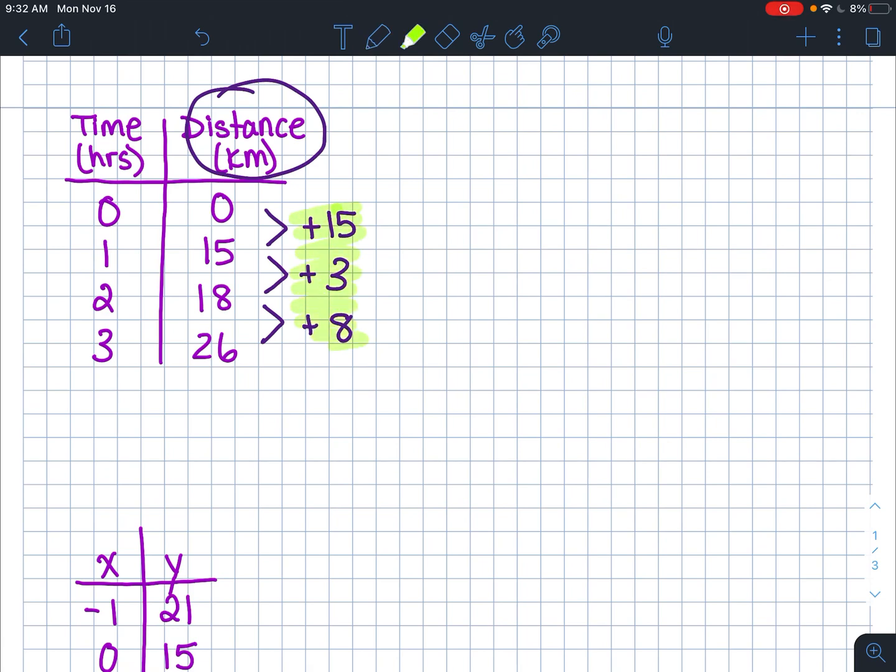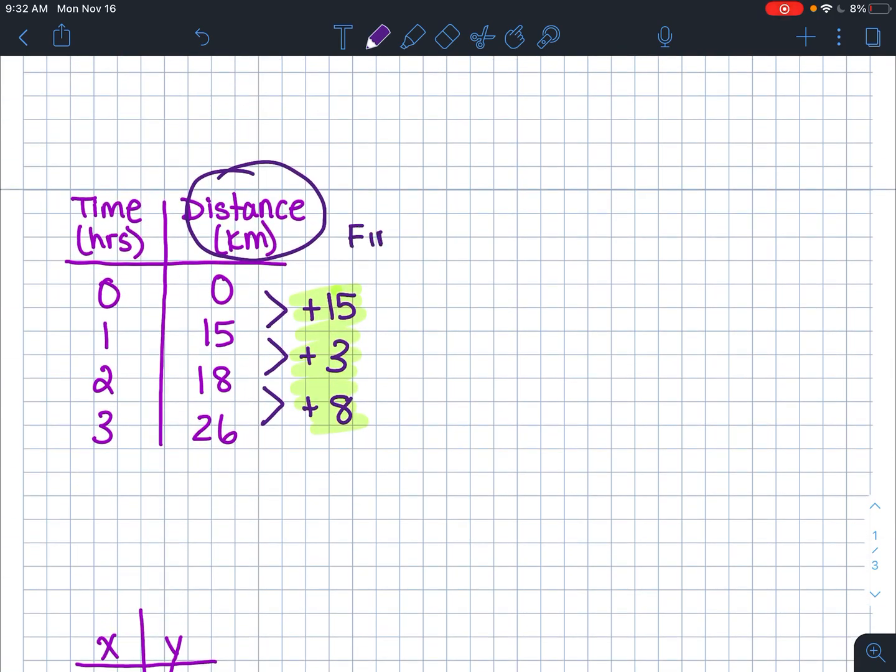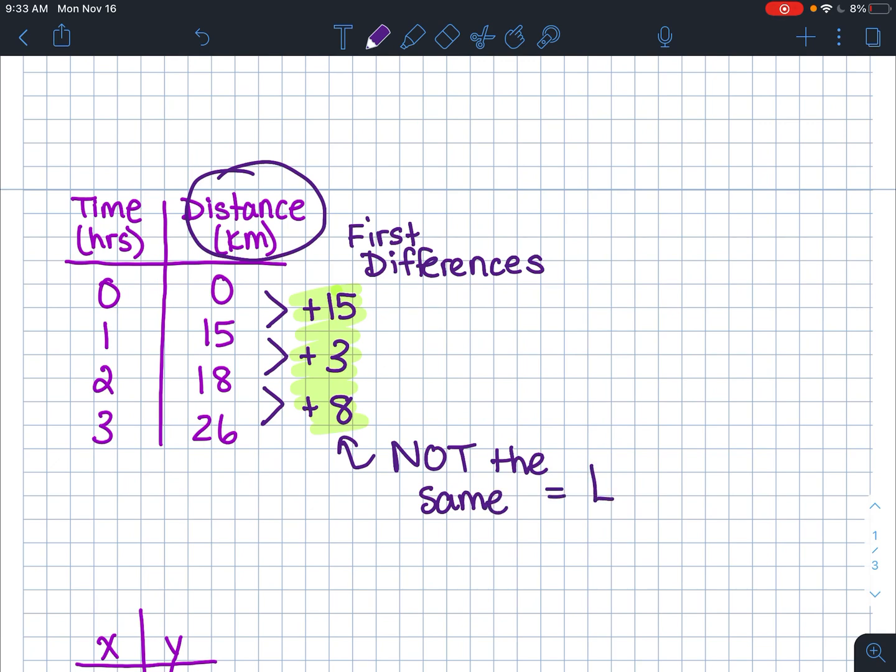So these values, what are they called? First differences. They are not the same. So that equals a nonlinear relation. It is not a straight line.